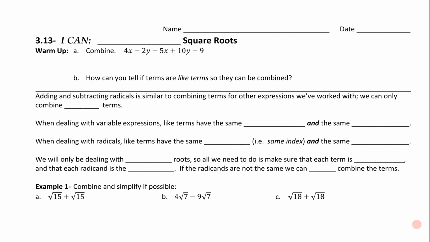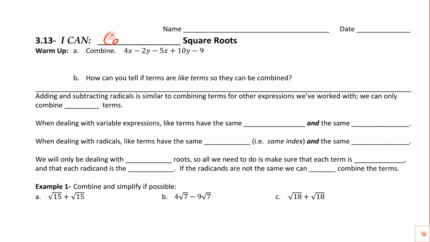Well, we've been solving cubic equations and quadratic equations, solving those pretty well. We've learned how to simplify radicals and estimate square roots and cube roots and that sort of thing. And we're now ready to do some operations. So the first thing we're going to learn is how to add and subtract square roots. Or in other words, I can combine square roots.